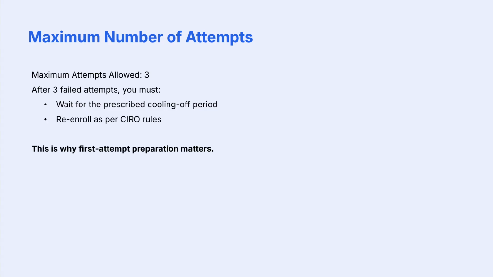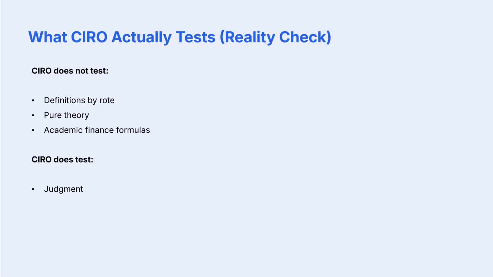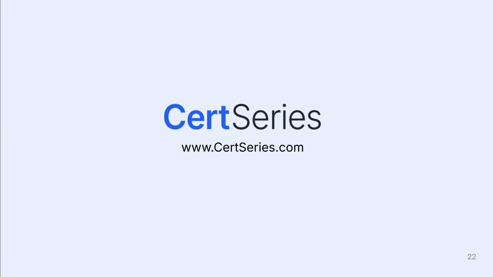Maximum number of attempts allowed is 3. So after 3 failed attempts, you must wait for the prescribed cooling period and then re-enroll as per the CIRO rules, right? So what is CIRO actually testing? CIRO does not test definitions by rote, pure theory, or academic finance formulas. You are not supposed to do that. CIRO is testing your ability to judge, right? So judgment ability is tested, ethics under pressure, suitability decisions, and then regulatory compliance in real life situations. That is going to be tested, right?